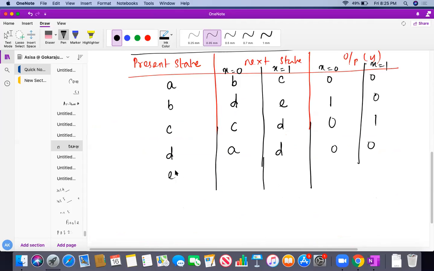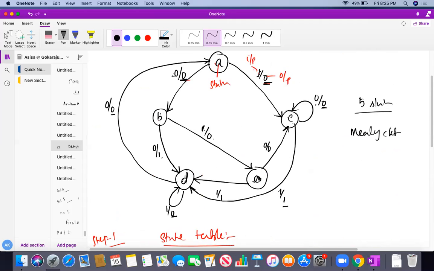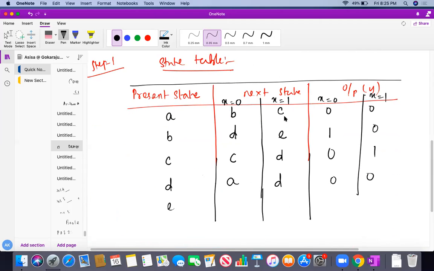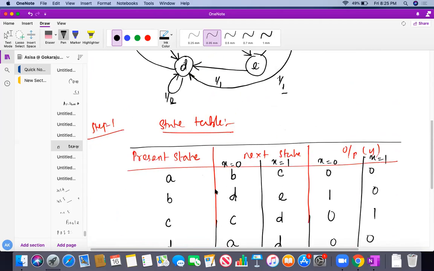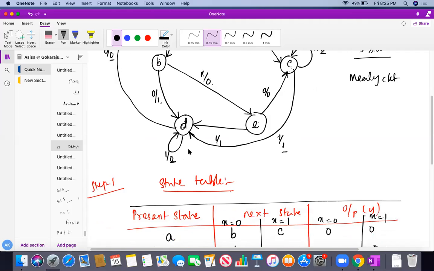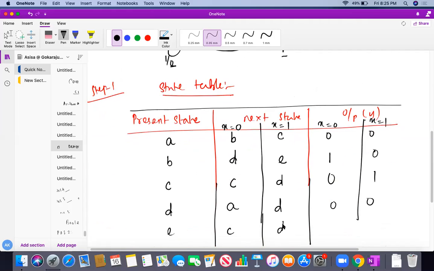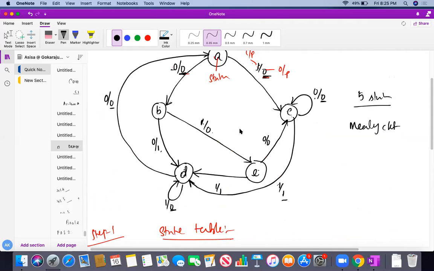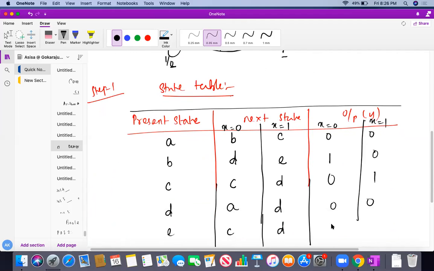Now I am at present state E. For input equal to 0, I am going to next state C. At x equal to 1, I am going to next state D. And what are my outputs? For x equal to 0, I have output 0. And at x equal to 1, my output is 1, so 0 and 1. Okay, do you all understand now?